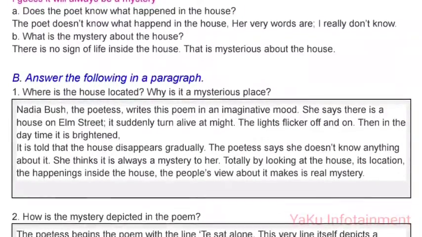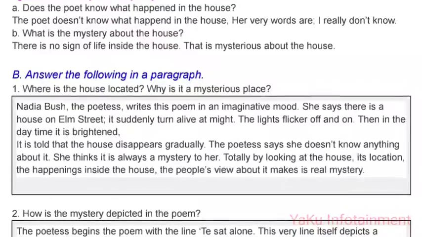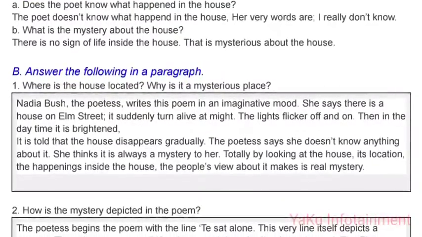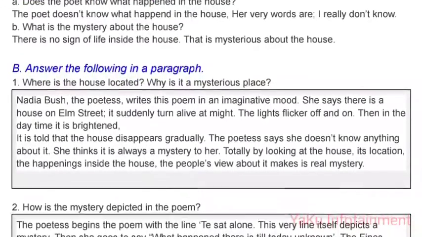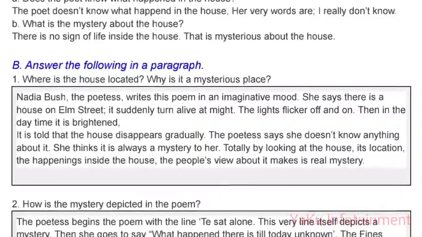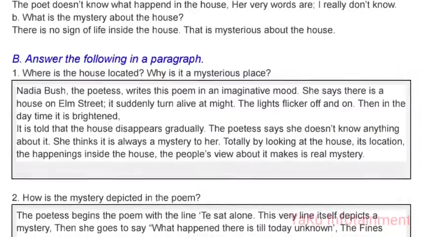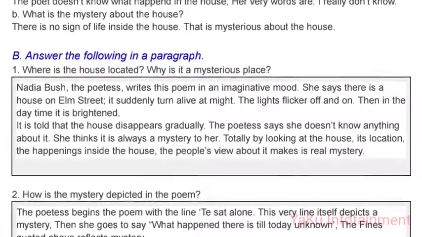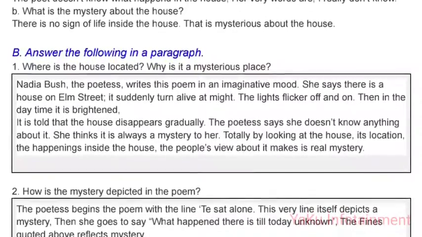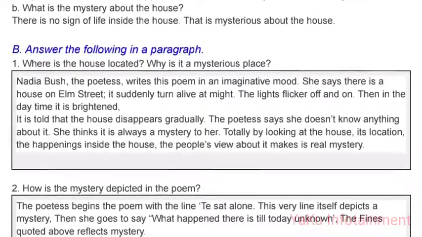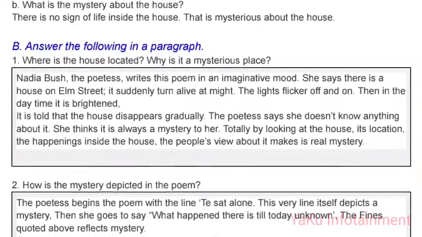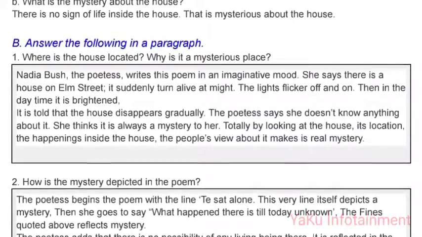B. Answer the following in a paragraph. 1. Where is the house located? Why is it a mysterious place? Nadia Bush, the poetess, writes this poem in an imaginative mood. She says there is a house on Elm Street. It suddenly turns alive at night. The lights flicker off and on. Then in the daytime it is brightened.